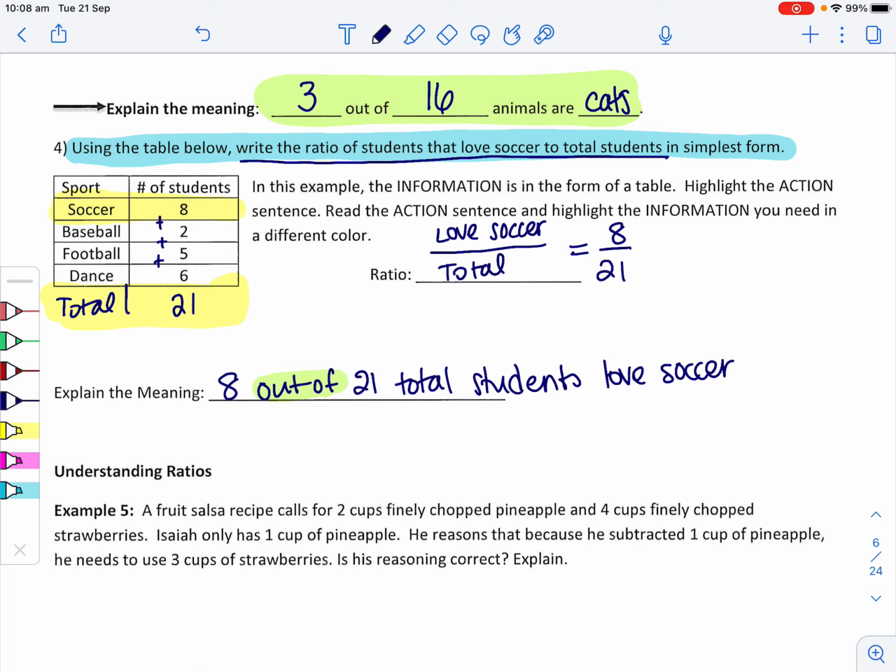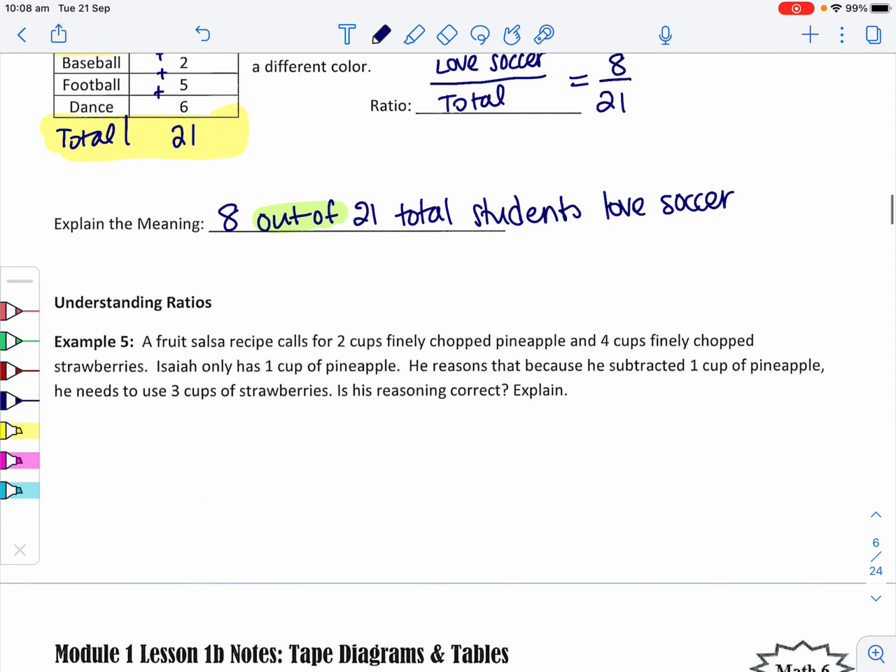Example 5 talks about how we know we are using something that makes sense for the situation. So it says a fruit salsa recipe calls for 2 cups of finely chopped pineapple and 4 cups of finely chopped strawberries. Isaiah only has 1 cup of pineapple. He reasons that because he subtracted 1 cup of pineapple, he needs to use 3 cups of strawberries. Is his reasoning correct? And we're going to explain why or why not.